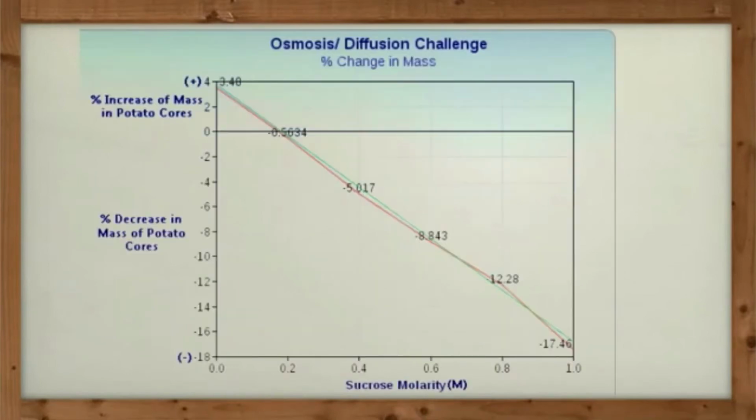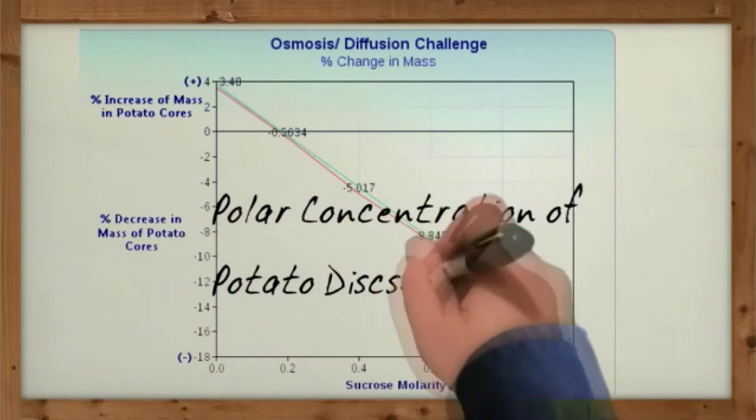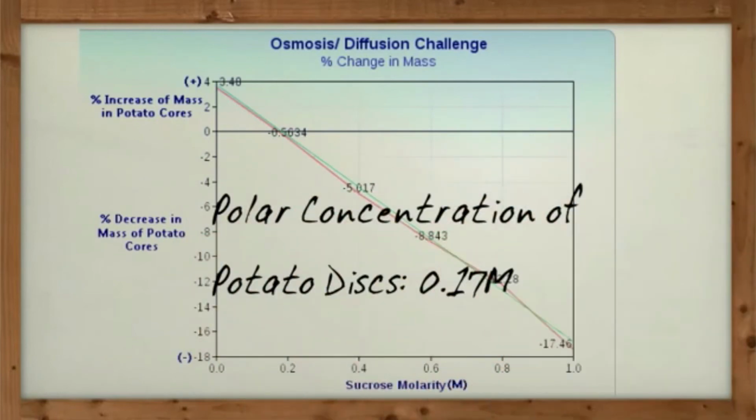This graph shows the percent change in the mass of the potato core. It shows the relationship between the percent change in mass of the potato disc and the molarity of sucrose solution. The line of best fit, shown here in green, crosses the x-axis at the point 0.17. Thus, the solute concentration of the potato disc has a molarity of 0.17.